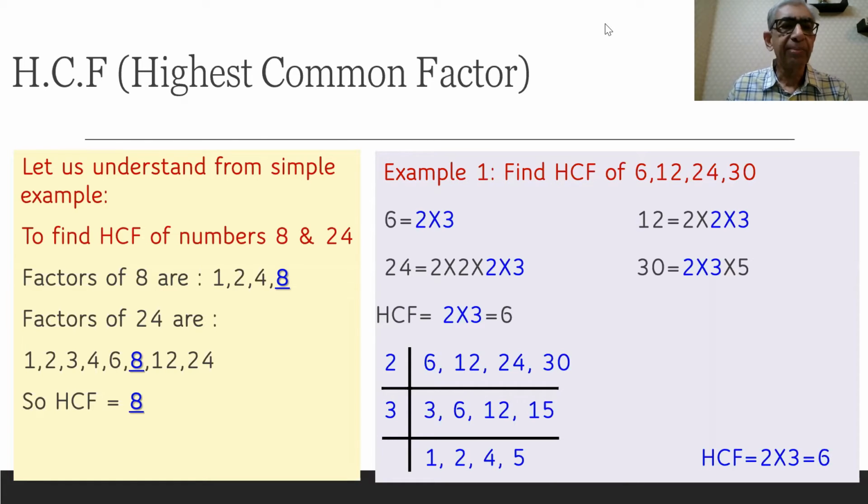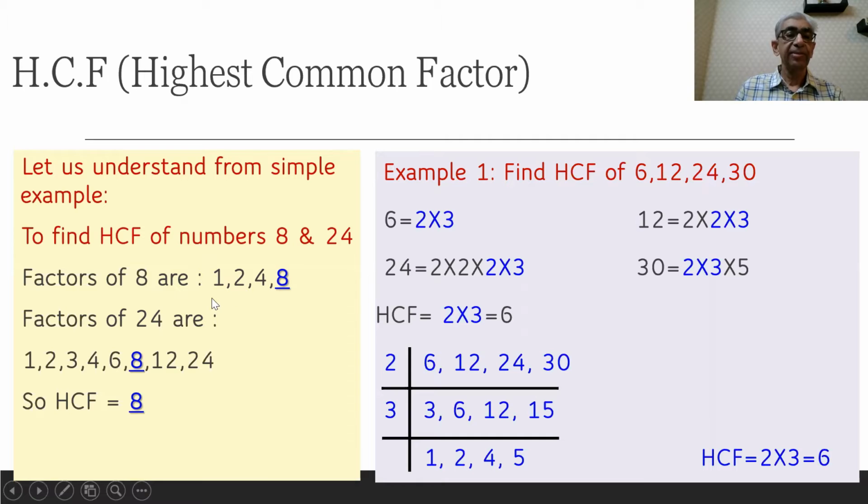Now I'll take a simple example. We have to find out the HCF of 8 and 24. Now factors of 8 are 1, 2, 4 and 8. These are the factors. That means 8 can be divided by 1, 2, 4 and 8, or 8 is a multiple of 1, 2, 4 and 8.